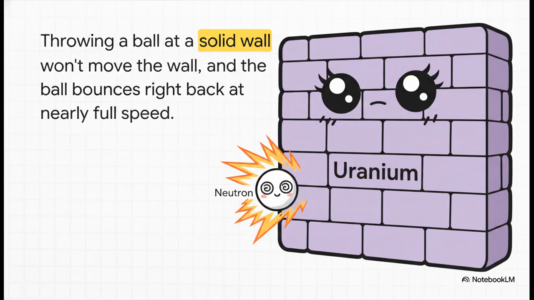To really visualize why, imagine taking a super bouncy ball and hurling it as hard as you can against a solid, heavy brick wall. The wall is so massive compared to the ball that it doesn't absorb any of the kinetic energy to move itself. Instead, the ball just violently ricochets off the bricks and bounces right back at you at nearly full speed. The neutron bouncing off uranium is exactly the same concept. The target is simply too big to take the energy away.